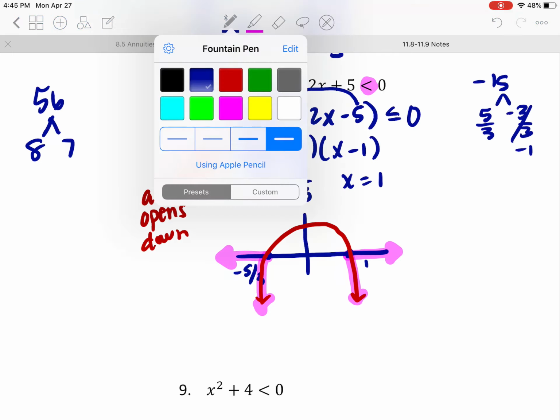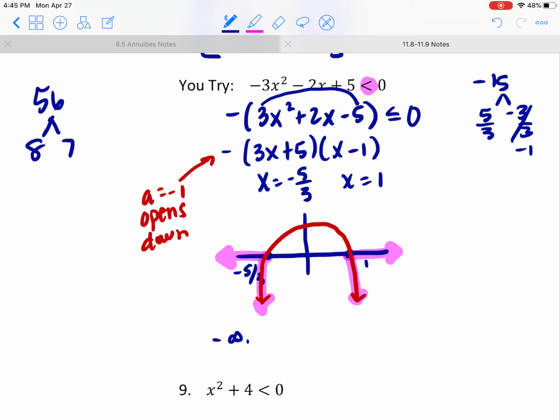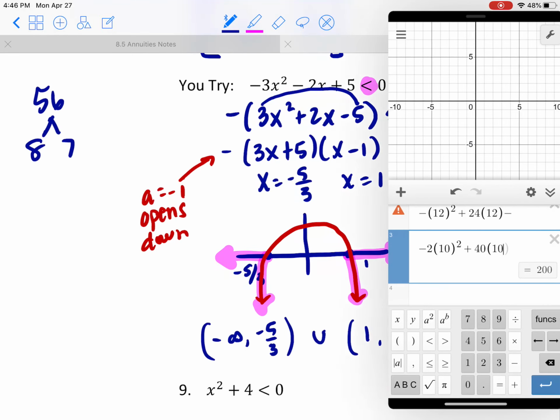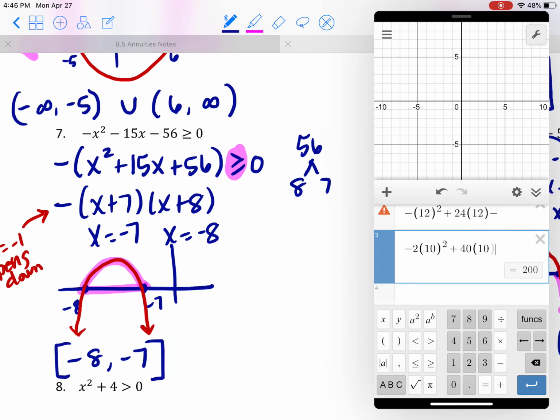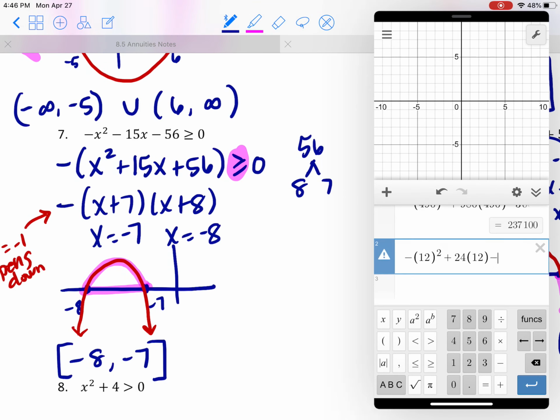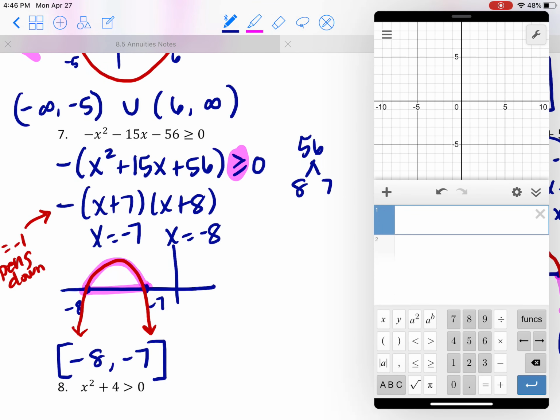So now the question here was, where is this parabola less than 0? That is, where is it below the x-axis? This piece is below, this piece is below. And that corresponds with this interval and this interval of x's. So our solution set goes from -infinity to -5/3, and it gets united with 1 to infinity. And because we don't have the equal, they're all going to go in parentheses.